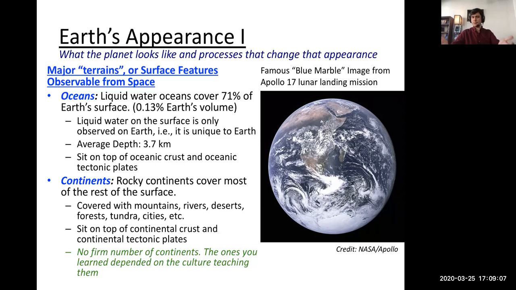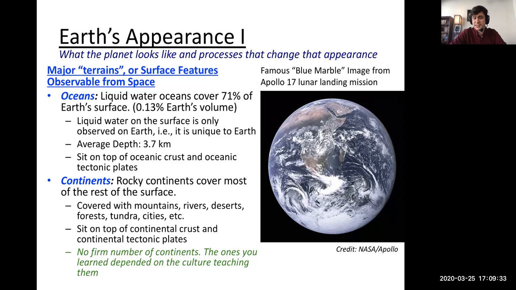We also see that there's plenty of land mass. The majority of the rest of the Earth's surface is covered by land, rocky continents. And these things are covered with all sorts of wonderful things that you can study in a geology or geography class. They're covered with mountains, rivers, deserts, forests, tundras, cities. Humans have had a pretty remarkable impact on the surface of the Earth with our cityscapes.